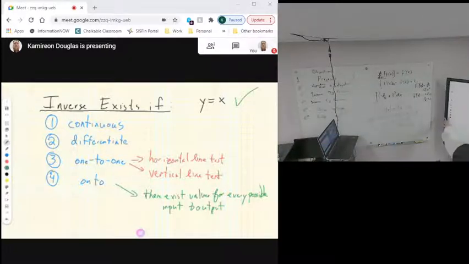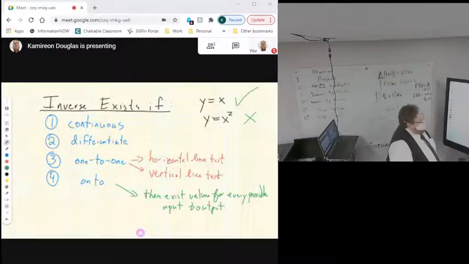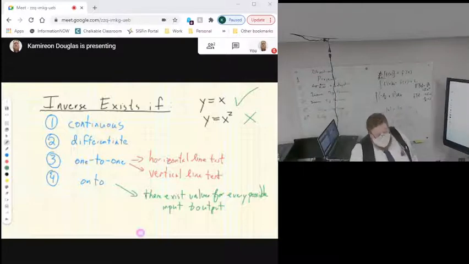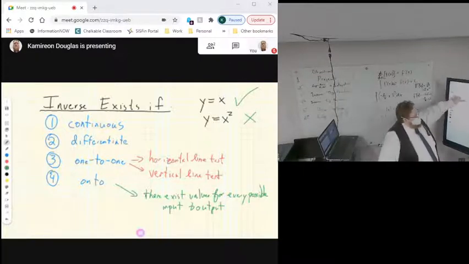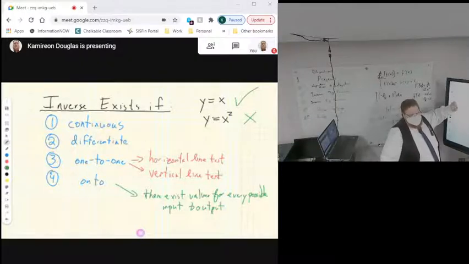However, y equals x squared is not. Here's why. It does have an inverse, but it's not an inverse function. Is it continuous? Yes. It has no asymptotes, it has no holes. Is it differentiable? Yes. We can take a derivative of x squared, it's 2x.